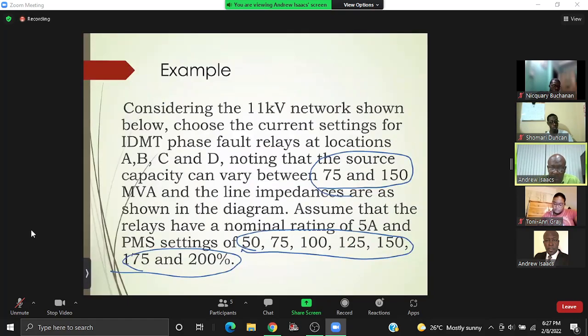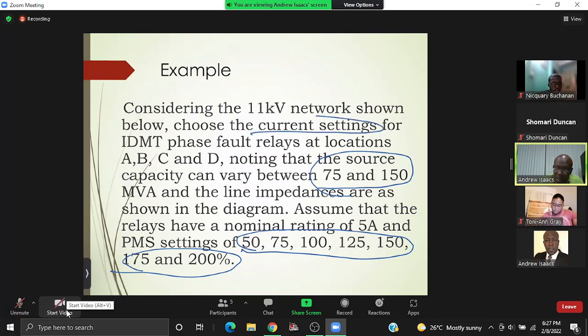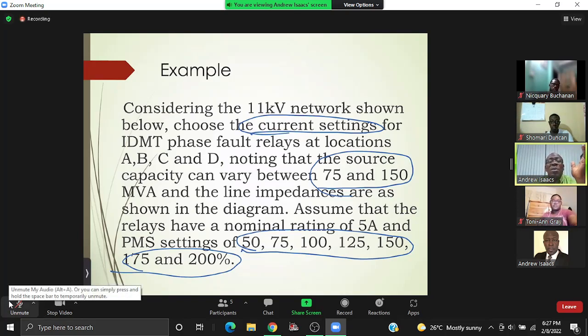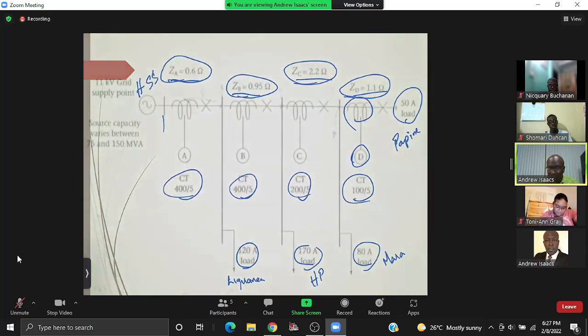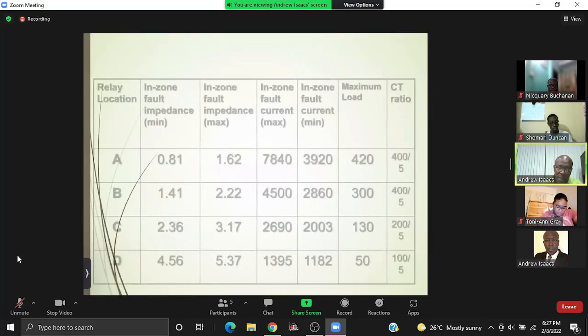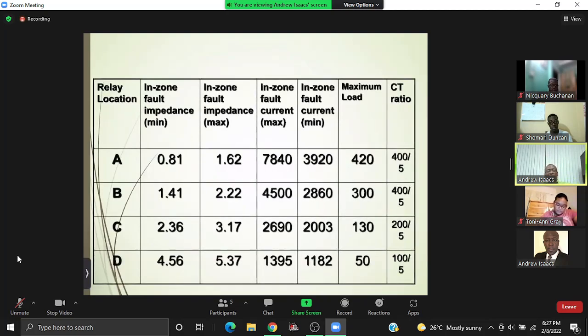And we want to know, the first task was to determine just the current setting. So remember, how many settings do we need for your overcurrent relay? Two, sir. Two. All right, so we're going to start with the current setting. All right. So, did I give you this table?